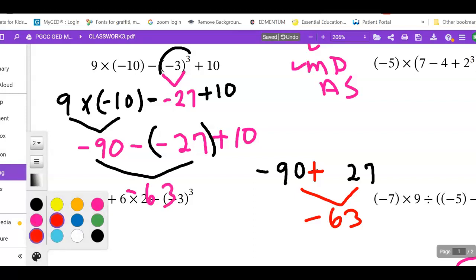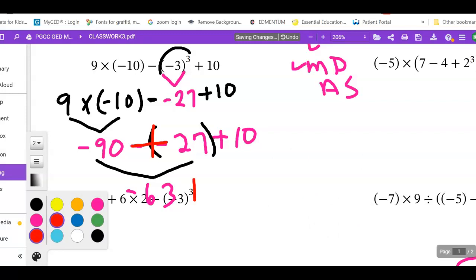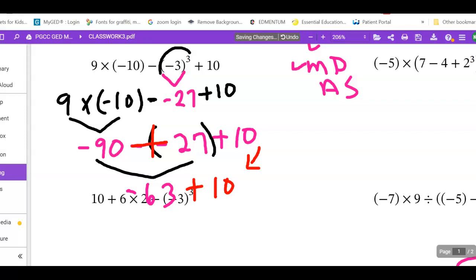Hey, did you also see the shortcut by doing this? Look at that. See that combination? Negative plus positive. Subtract, keep the sign of the larger digit. You're still coming up with negative 63 if you just took that little shortcut. Let's continue with the rest. Remember, I still have the plus 10 that I had to bring down from here. So now I have negative 63 plus 10. Negative plus positive, again, subtract. Keep the sign of the larger digit. Answer for that one will be a negative 53. Let's keep it going.